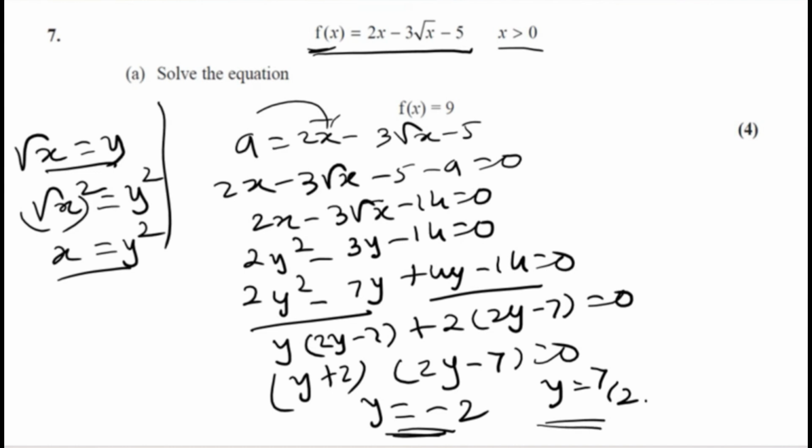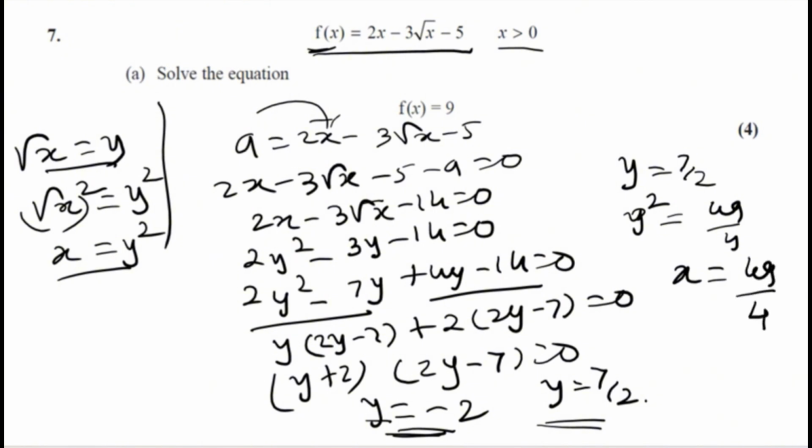But we know our x is greater than 0, so we are not considering the value minus 2. So now our y is equal to 7 over 2. So y squared is equal to 49 over 4, because our y squared is x. So I can say x is equal to 49 over 4. So this is the value of x that we are expecting.